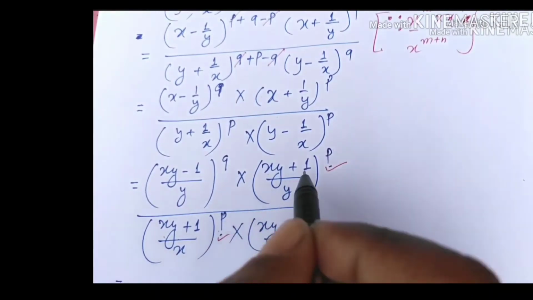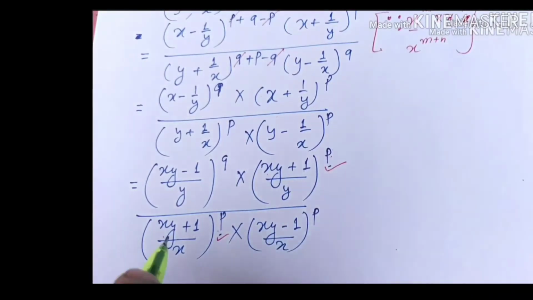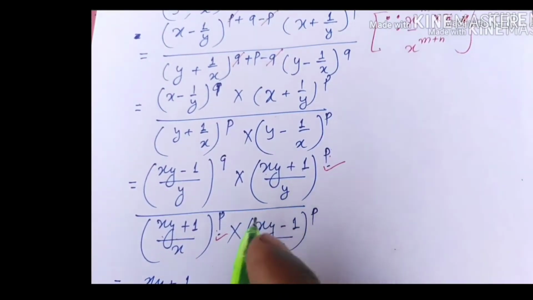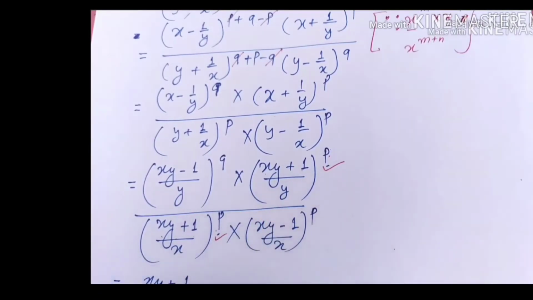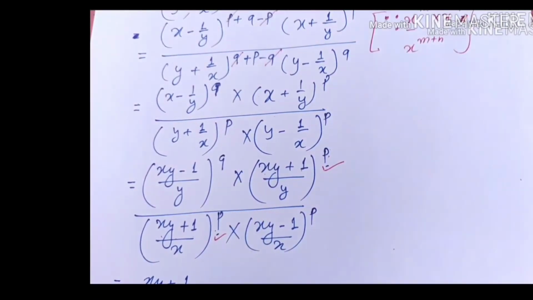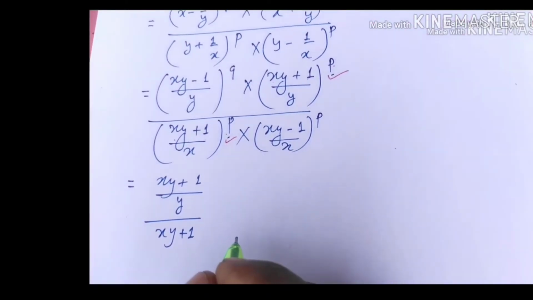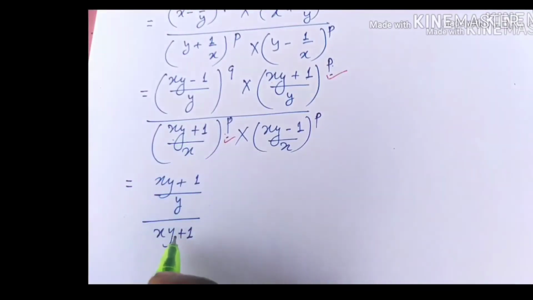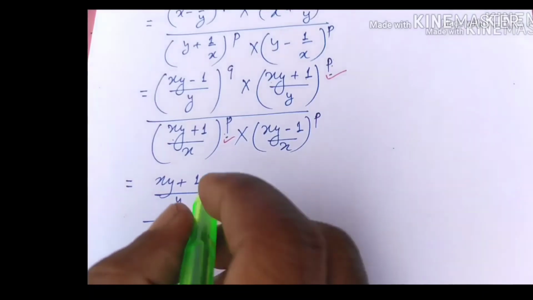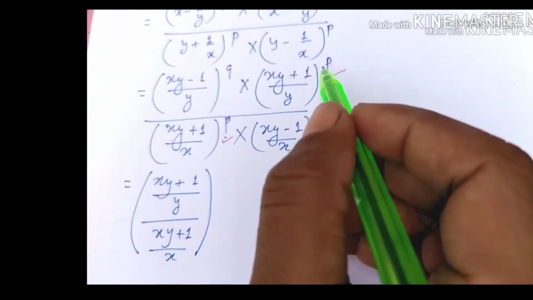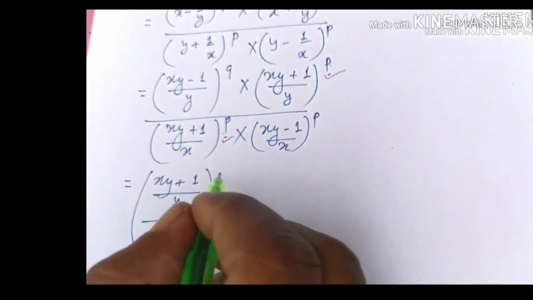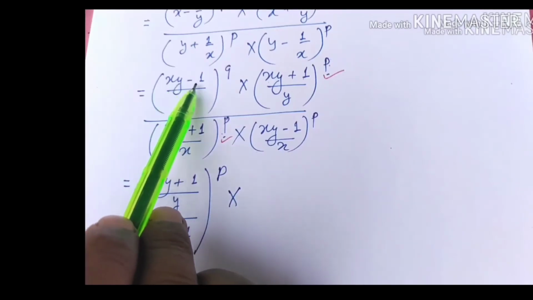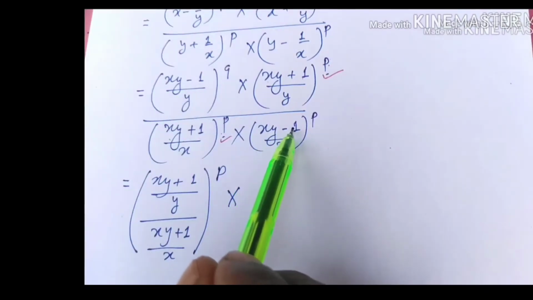Since power are similar, this and this power are similar, we can write these two terms together like this, xy plus 1 over y, and this xy plus 1, and this term x plus y plus 1, x plus y plus 1 over x. Now since power are similar, you can write power p like this, and now this term x minus y plus 1 over y, xy minus 1 over x.